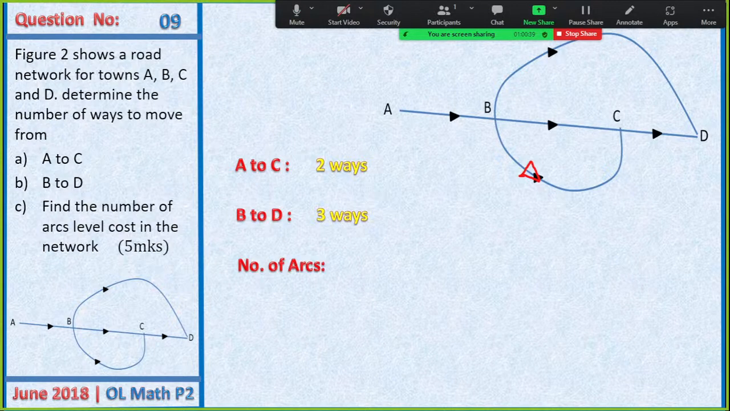Then how many arcs are here? We just count the number of arcs now. So we have 1, 2, 3, 4, 5. There are 5. So from each point to another point is an arc. Arc 1, arc 2, arc 3, arc 4, arc 5. Count again: 1, 2, 3, 4, 5. So there are 5 arcs.